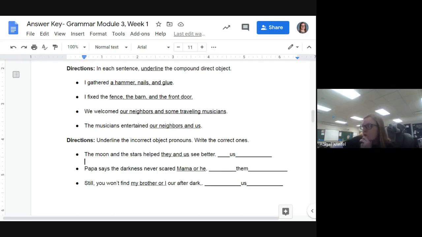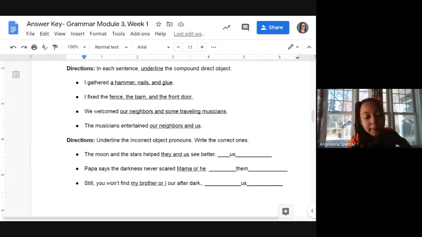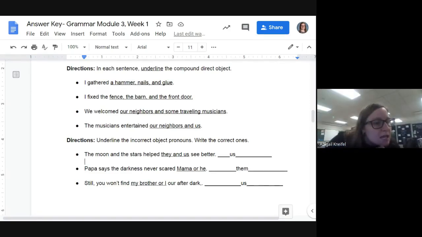You could say the moon and the stars helped them see better instead of us. You could make it them. Papa says the darkness never scared him or Mama. That would work, like you said. Then me or my brother, you could have done that as well. Okay? Just as long as the sentences make sense.